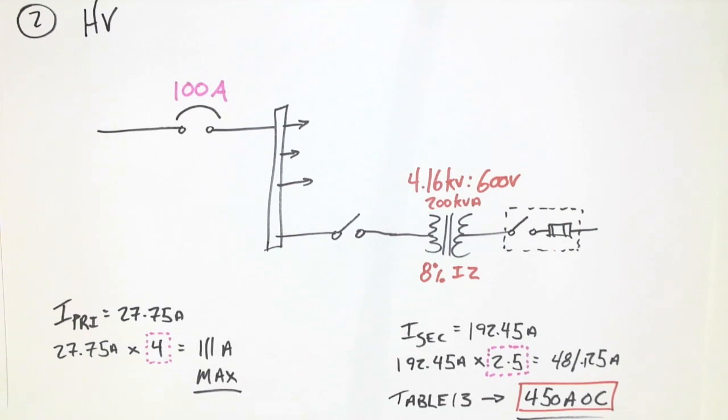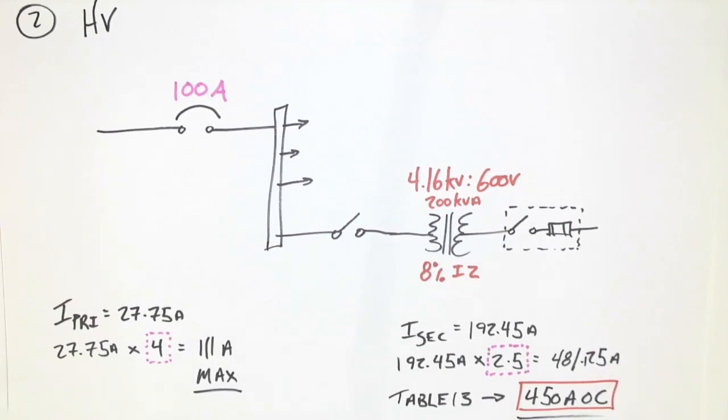192.45 amps. Now what this is showing us is that a 2.5 multiplier or 250% is applied, which gives us an absolute maximum secondary overcurrent of just over 481 amps. We go to Table 13 and choose the next available size lower. Remember, we cannot exceed 481, so we have to go lower, and that gets me to a 450 amp overcurrent.